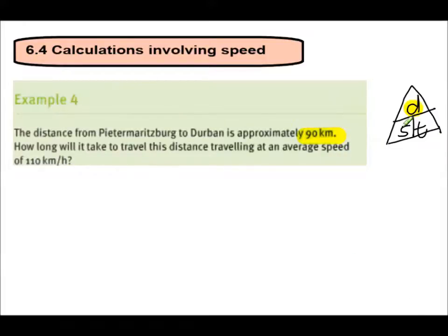Right, the distance from Pietermaritzburg to Durban is approximately 90 kilometers. So I have distance. How long will it take to travel this distance, traveling at an average speed of 110 kilometers an hour? So I've got distance and speed. I can therefore work out time. So time equals distance over speed. And my distance was 90 kilometers. The speed is 110 kilometers per hour. And you will see that we can quite easily cancel kilometers, and I'm left with hours, which is the time that I'm looking for.